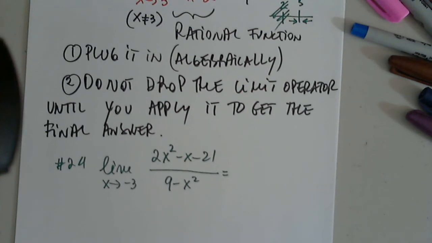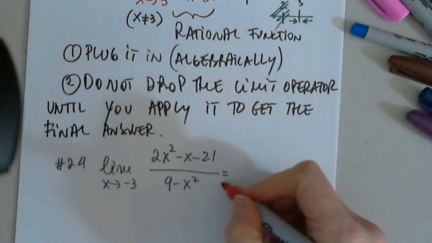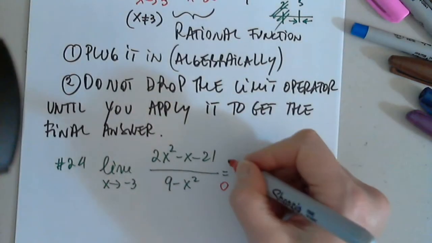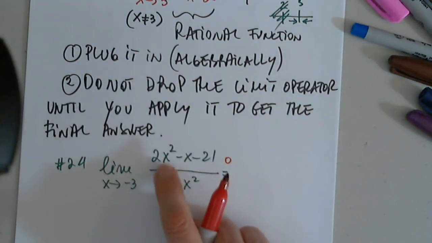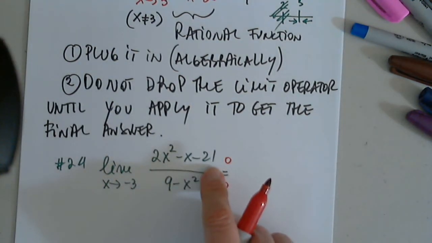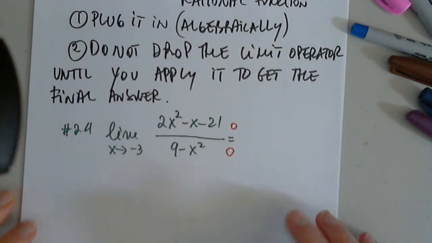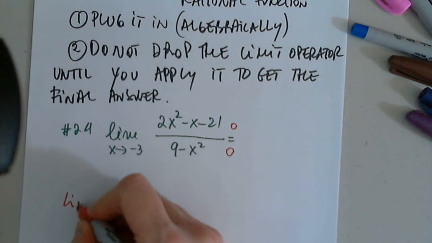Is the denominator 0? Very good, awesome. What about the numerator? Gabby, are you with us? Yeah, is it 0? Very possible. So 2 times 9 is 18. 18 minus 21 is -3, plus 3 is 0. Very good.